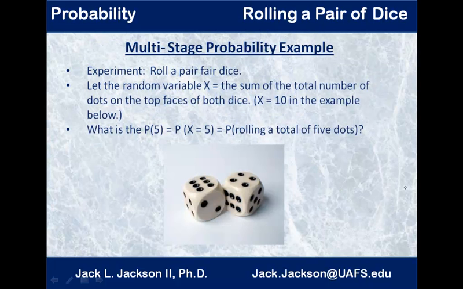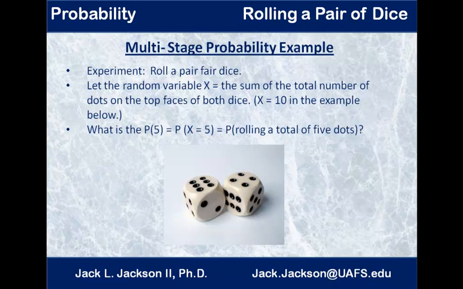Now let's get a little bit more interesting. Let's get a multi-stage example. Suppose we roll a pair of fair dice. Let x be the random variable that's the sum of the total number of dots on the top faces of both dice. So in the example we have here where we roll a 6 on one and a 4 on the other, the sum is 10, so x equals 10.